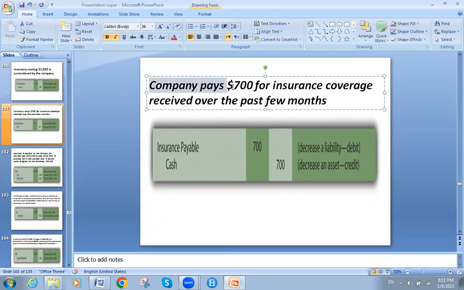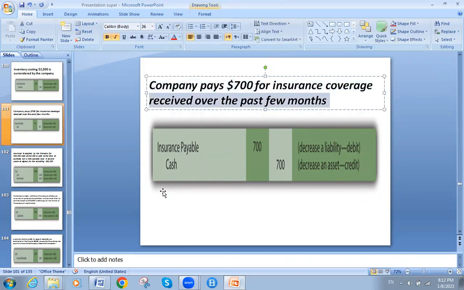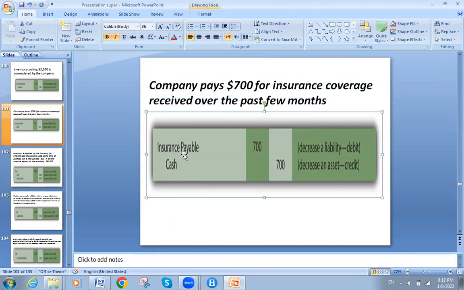Company pays $700 for insurance coverage. We said any insurance received over the past few months, any expenditures, we will write the name. So it's from the insurance into the cash. From the insurance, 700 into the cash.